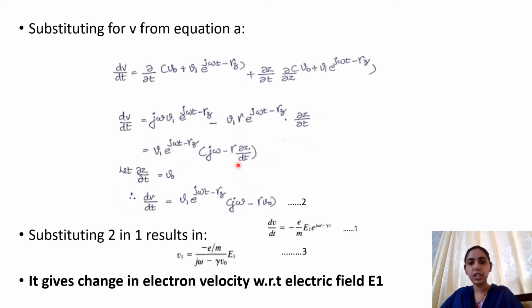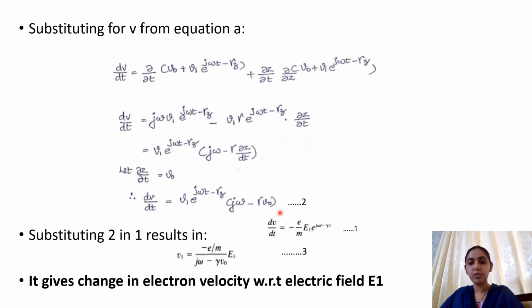Now after this step, we'll assume let ∂Z/∂t be equal to V0. We know velocity is given by dz by dt. Now here we assume that the initial velocity, the DC velocity V0, let it be equal to that displacement ∂Z/∂t. So we get the second equation. Now when we are substituting this value of dV by dt in the first equation, that is the force equation which we have written, we get the equation of third type.